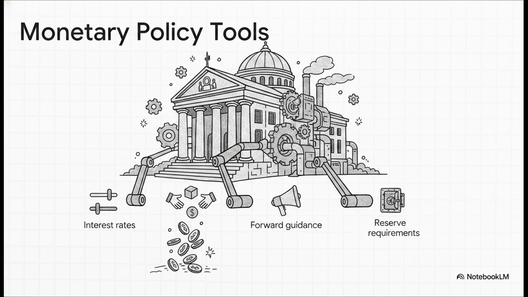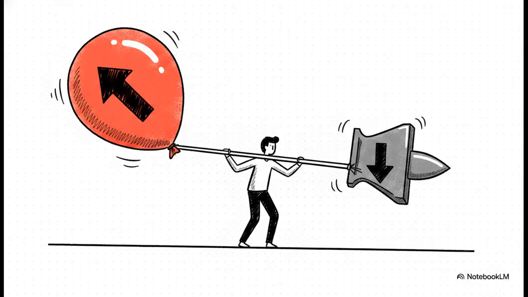They adjust interest rates, they conduct open market operations by buying and selling assets, they provide forward guidance to the markets, and they change the reserve requirements that dictate exactly how much cash banks must actually keep on hand. It's a total high-wire act for them.